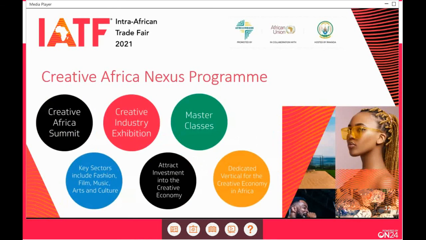Then we have our very exciting Creative Africa Nexus program. This will showcase Africa's creative economy. The program will showcase the creative economy in Africa over 7 days, including a 2-day Creative Africa Nexus Summit, a 7-day exhibition with a dedicated area to the creative sector, masterclasses, fashion shows, and many more.